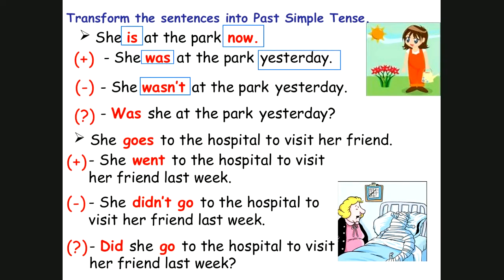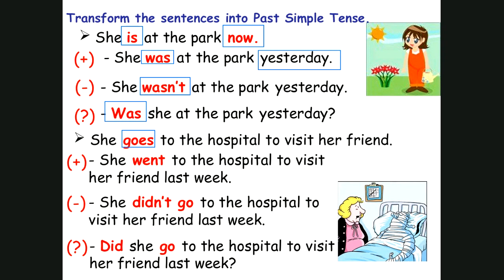In the question, you have to move the verb to be at the beginning. Was she at the park yesterday? This is when you are having the verb to be. But notice, over here we are having the verb go, which is an irregular verb. That's different from the verb to be.